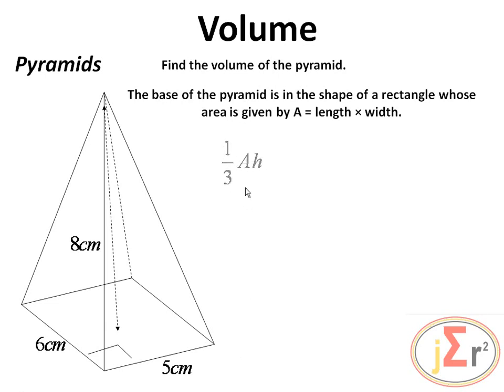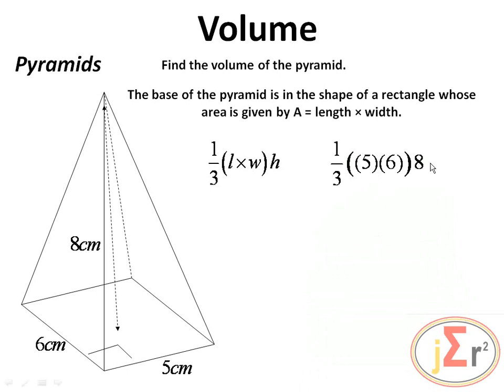So what is the area of the base? In the shape of a rectangle, the area of a rectangle is length times width, and then times the height. So it is 1/3 the length times the width times the height. So we have here 5 times 6, and that represents the area of the base of the pyramid.